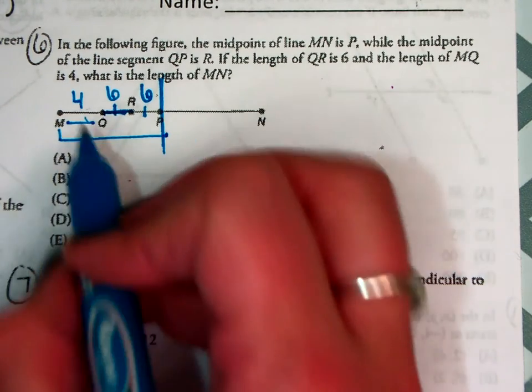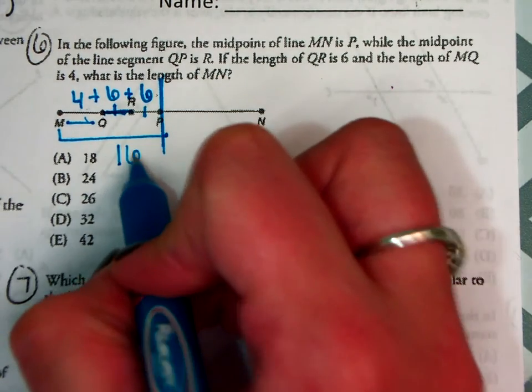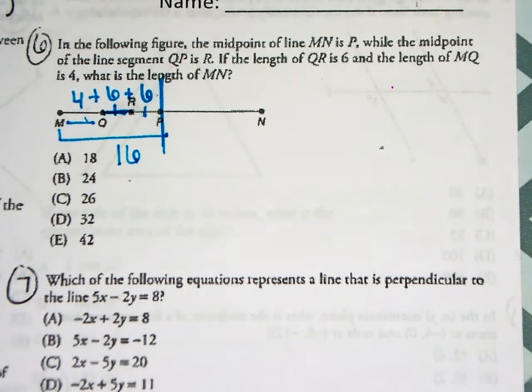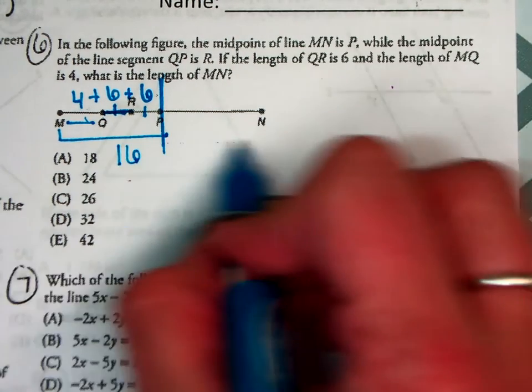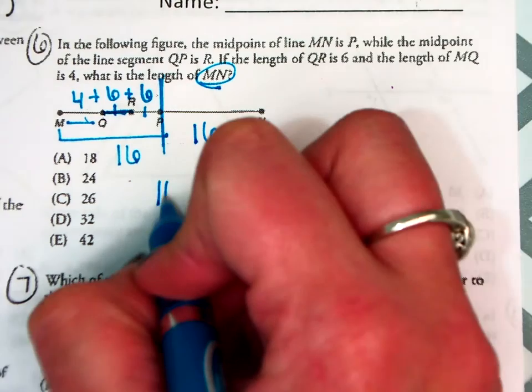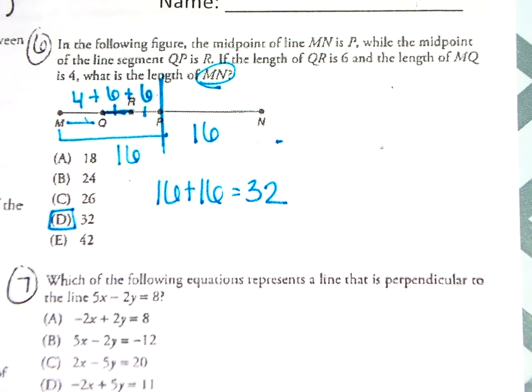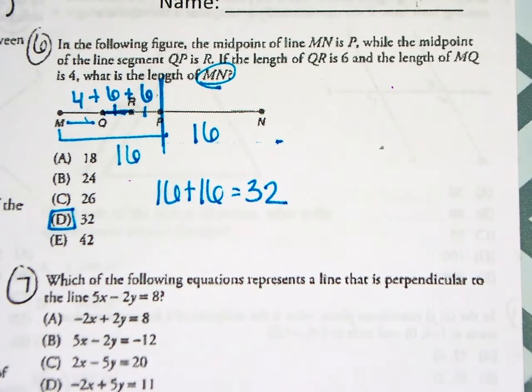This full distance is 4 plus 6 plus 6. That's segment addition, which is 16. However, that's not the full answer. We want to know the measurement of M all the way to N. So you have to do 16 plus the other half, which is 16, to get a distance of 32. So drawing on this picture is helpful. Understanding that midpoint means the point in the center of a segment that evenly breaks it up into 2 congruent pieces is going to make this problem a lot easier.